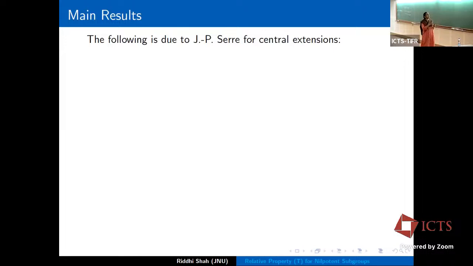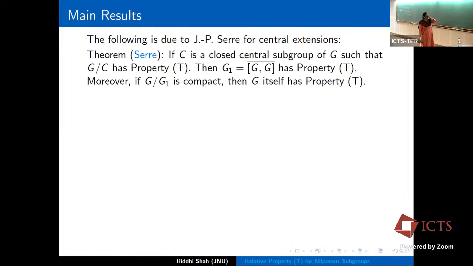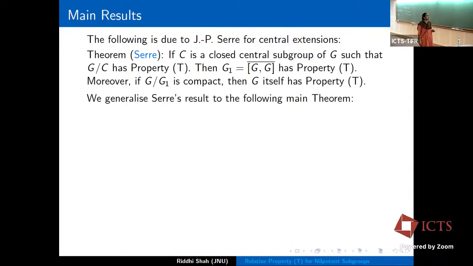The following result is due to Serre, the famous mathematician many of you may have heard of, for central extensions. So what is the theorem? If C is a closed central subgroup of G such that G/C has property T, then G_1 equal to the closure of [G,G] has property T. Here the closure of [G,G] is the closure of the commutator subgroup. Moreover, if G/G_1 is compact, then from that characterization you can say that G has property T. So many groups with property T are proven like this. We generalize Serre's result to the following main theorem.